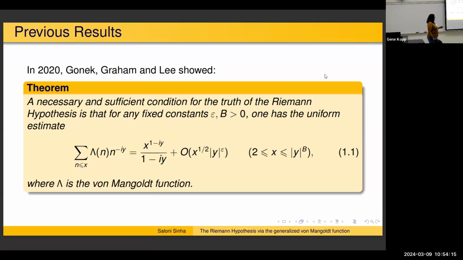This partial sum is equal to x to the 1 minus iy over 1 minus iy, plus an error term of x to the 1/2 times the absolute value of y to the power epsilon. This holds for x between 2 and the absolute value of y to the power b. And of course, lambda is the von Mangoldt function.